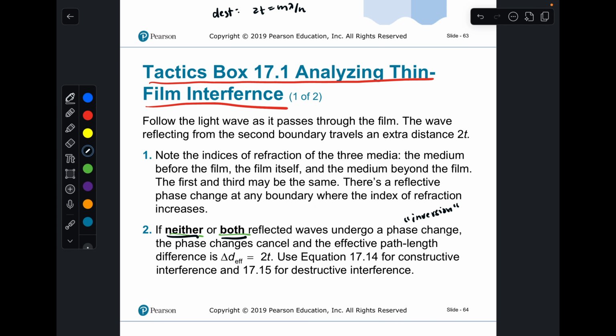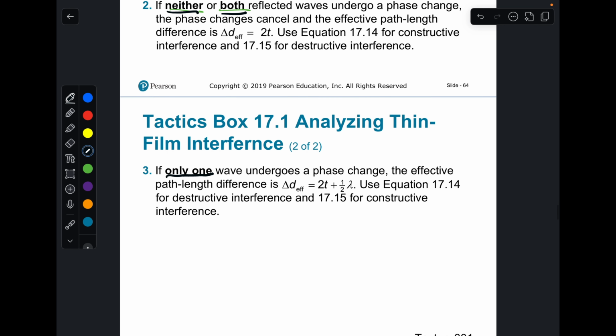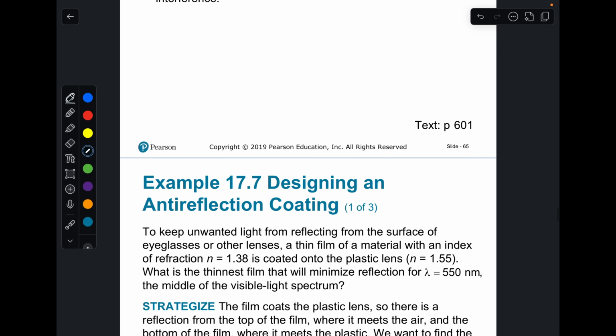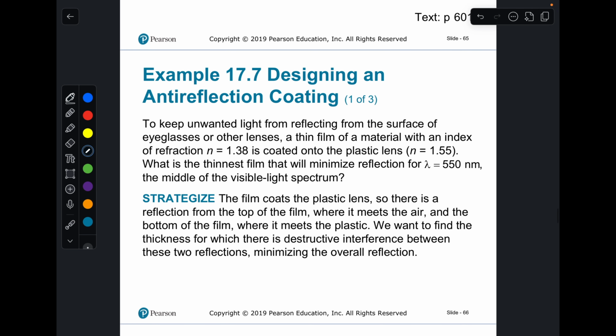This is explained in this tactics box, okay? This is kind of like your instructions for completing a problem related to thin film interference. So when you get a thin film interference problem in your homework or while you're studying and you're not sure what to do, follow these directions and you will get it and it will make sense. So let's put that to the test with this example.